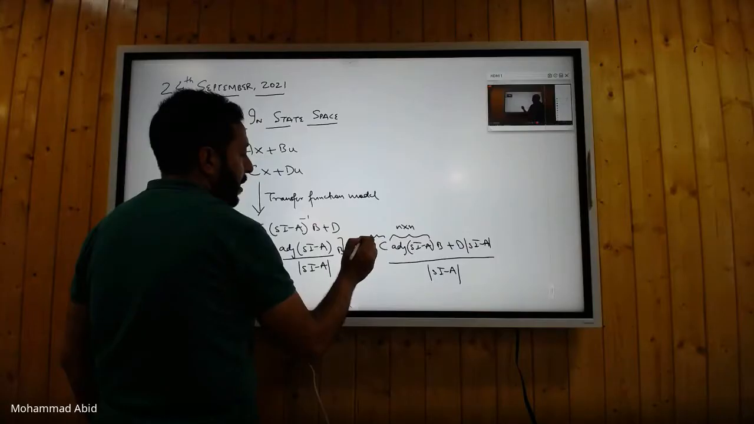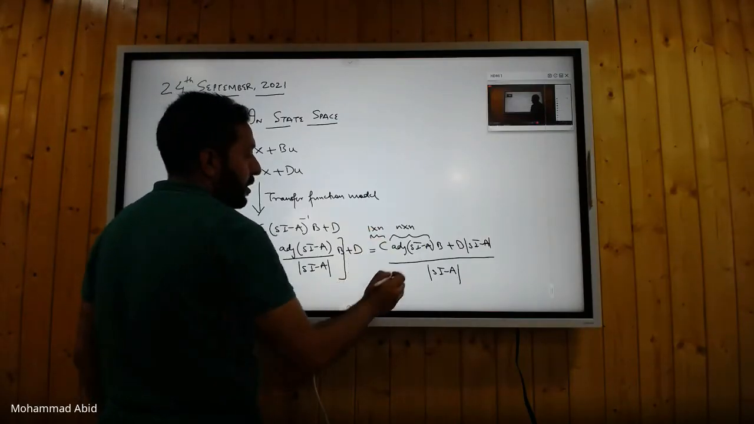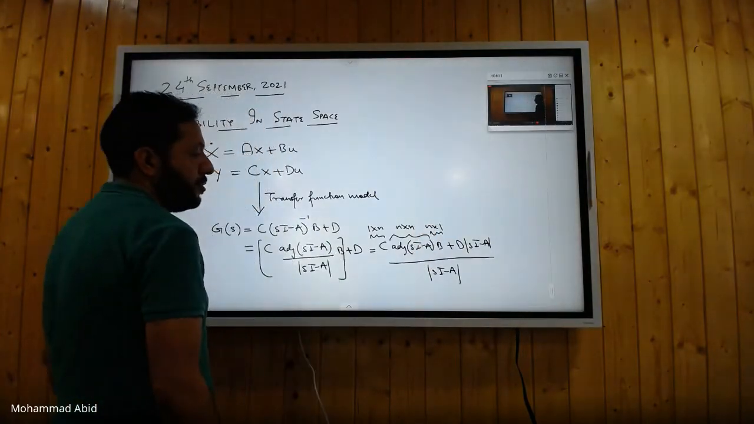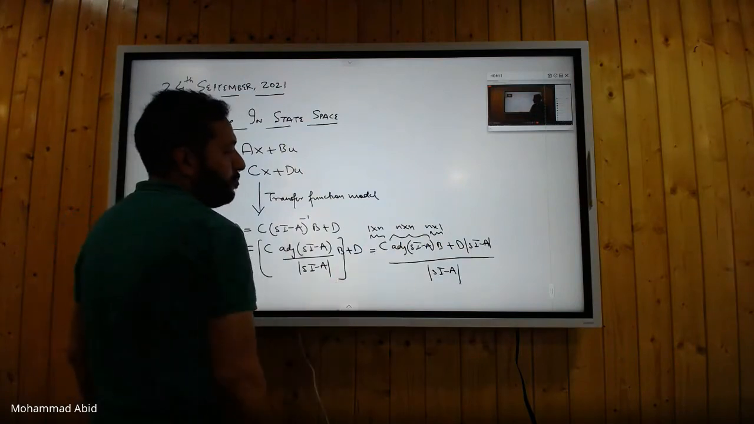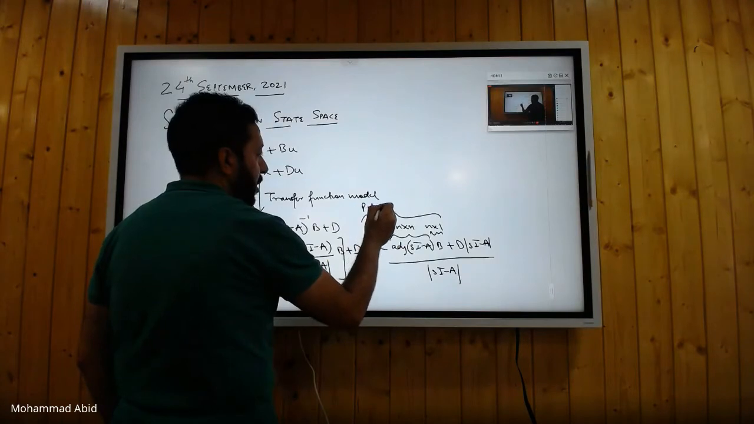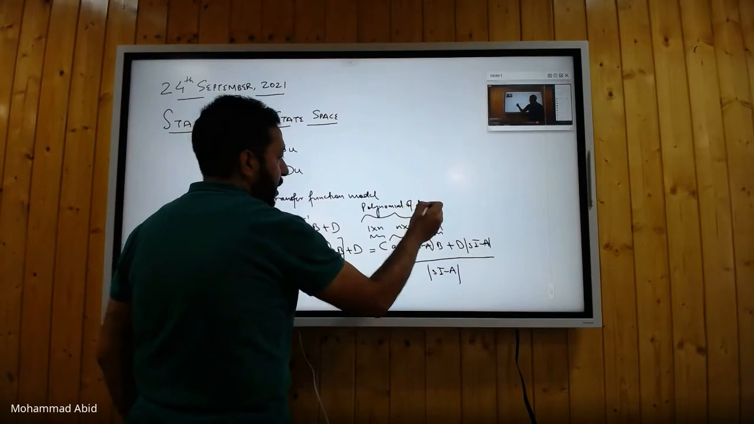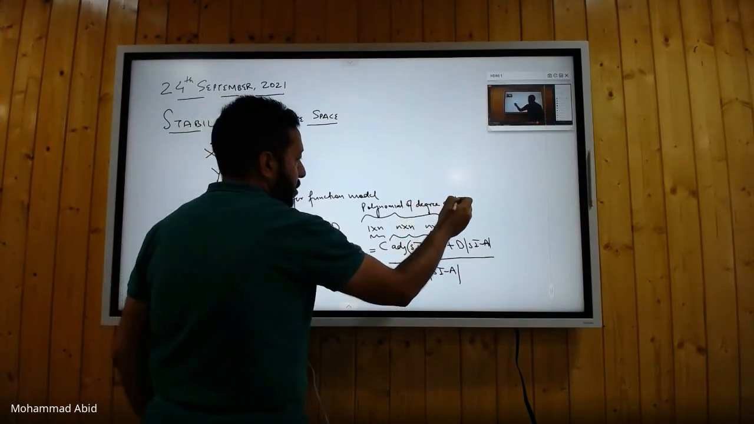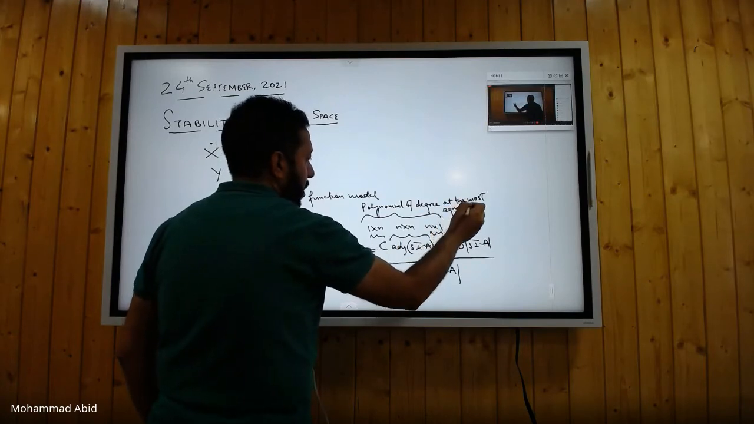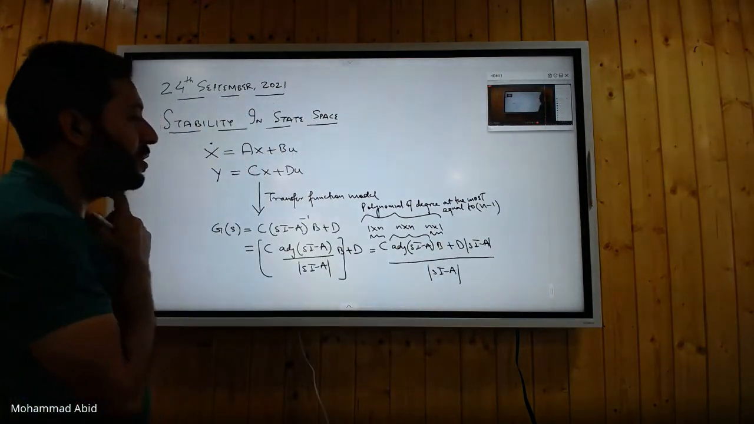Yes, sir. This is actually 1 cross n for a single input, single output system, and this is n cross 1 for a single input, single output system. So when you perform this operation, you actually end up with a polynomial of degree at the most equal to n minus 1, isn't it?